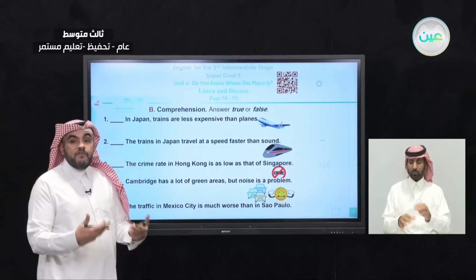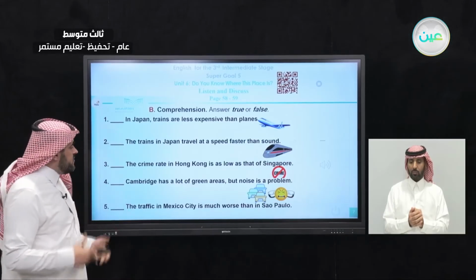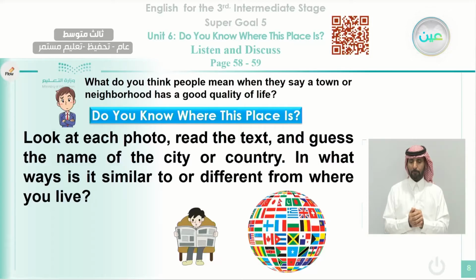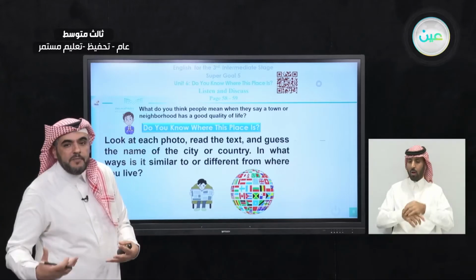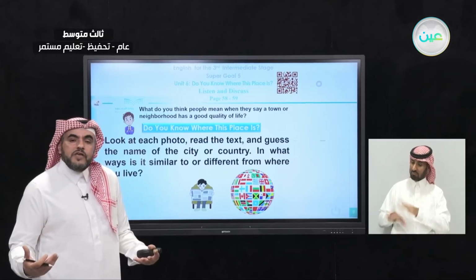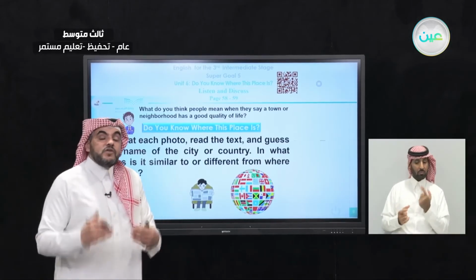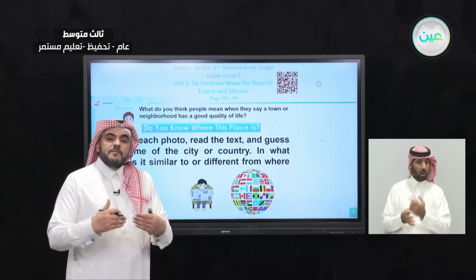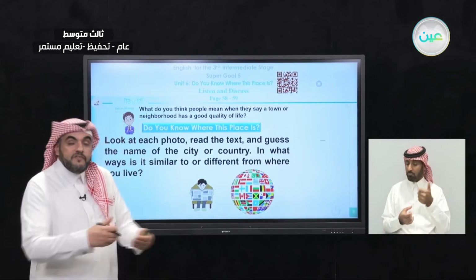You will decide and find out about this comparison between these two cities. Okay, now let's go to the introduction here, or the instructions about the reading. Let's read all together. What do you think people mean when they say a town or a neighborhood has a good quality of life? You hear some people saying, I'm satisfied, I'm happy living in this neighborhood or living in this city. What do they mean by that? What are the characteristics? What are the things that make them feel happy to live in these areas?